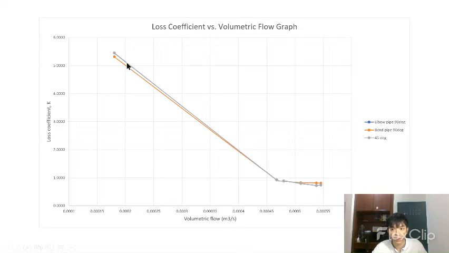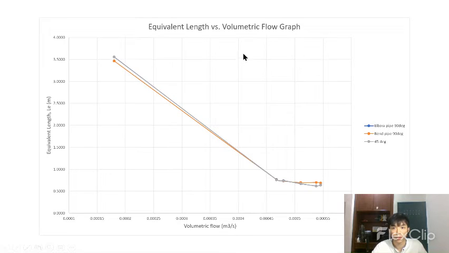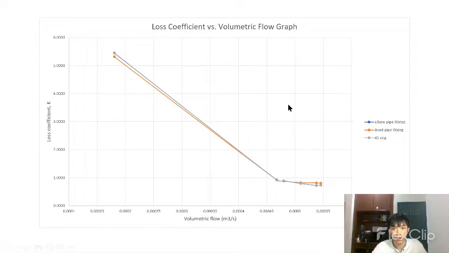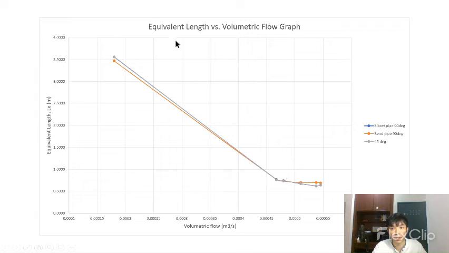So you can see from here the light blue one is the elbow pipe 90 degree, orange is the bend pipe 90 degree, and the gray one is the 45 degree. So this is the graph for the loss coefficient versus volumetric flow. And then the last graph is the equivalent length versus the volumetric flow graph. Also the same: the blue one is the elbow pipe 90 degree, the orange one is the bend pipe 90 degree, and the gray one is 45 degree. That's all from me. Thank you.